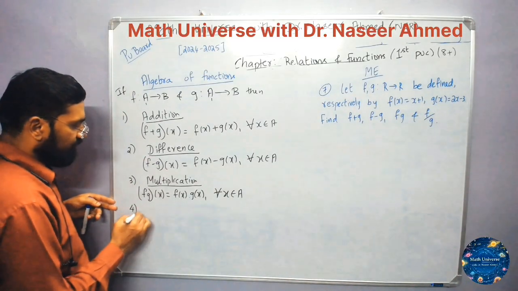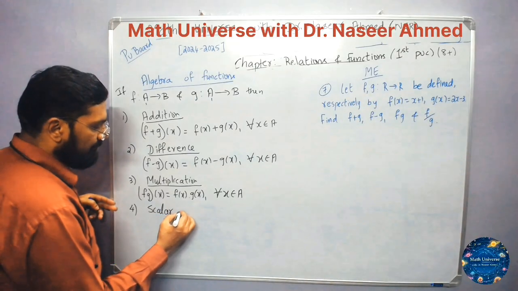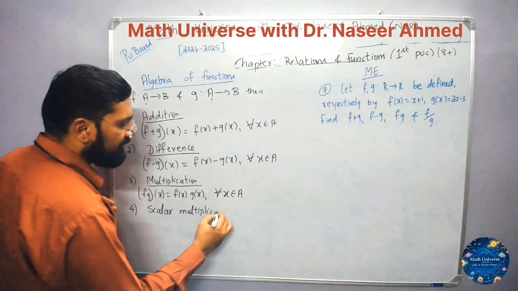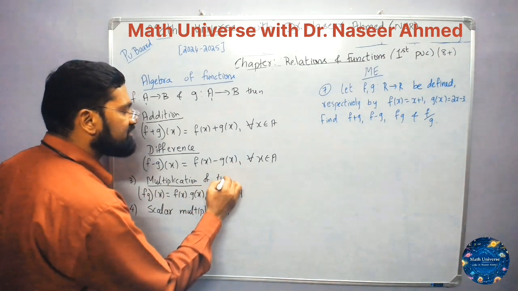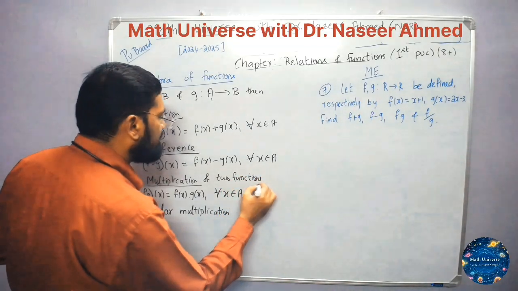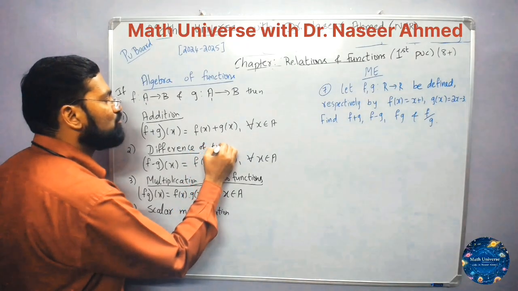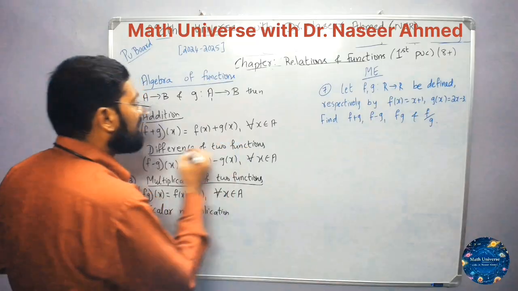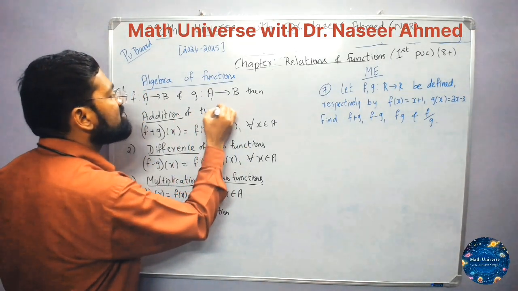Then fourth point, scalar multiplication. To be specific, I'll do one thing. I'll mention here multiplication of 2 functions. So both are functions only here. Similarly, here also difference of 2 functions. We can generalize for n number. Addition of 2 functions.